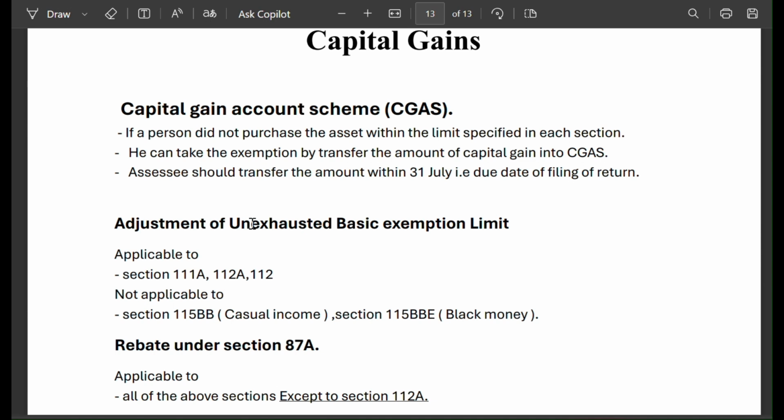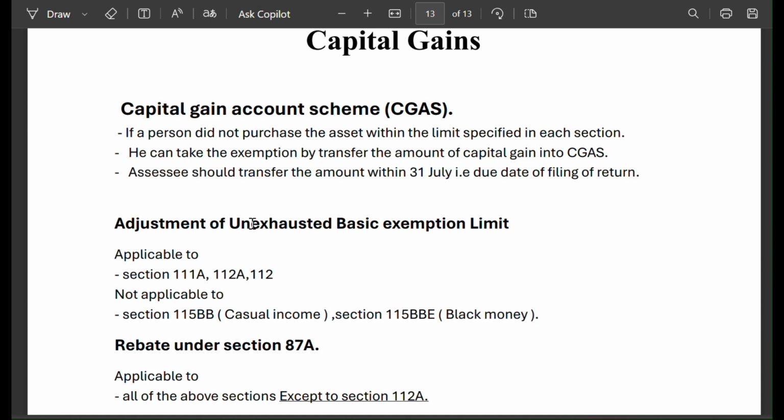First of all, the government should know whether you are investing in the new asset or not. For this purpose, the government has given an account, that is the capital gain account scheme. Whatever capital gain arises, you should transfer this amount to the capital gain account scheme.